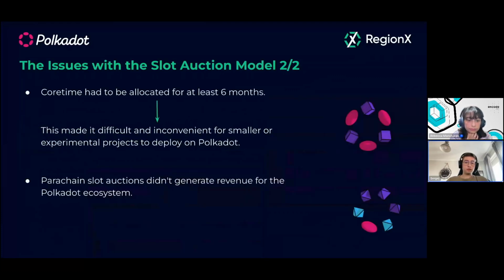So what are the other issues? As I said, a parachain had to reserve a slot for at least 6 months. This makes it very hard for some experimental projects to deploy on Polkadot because it does not support a way for them to be deployed over some shorter period of time. Also, the slot auctions did not generate revenue for the Polkadot ecosystem. This is because the tokens were not spent for reserving a slot. Instead, they were only locked over that period of time. This means that no tokens were actually spent.